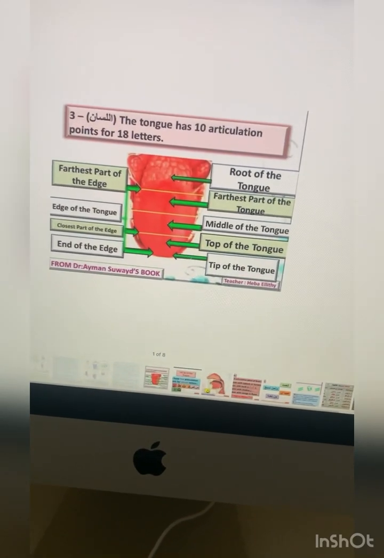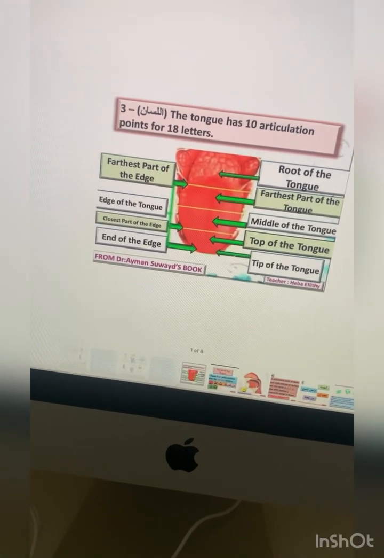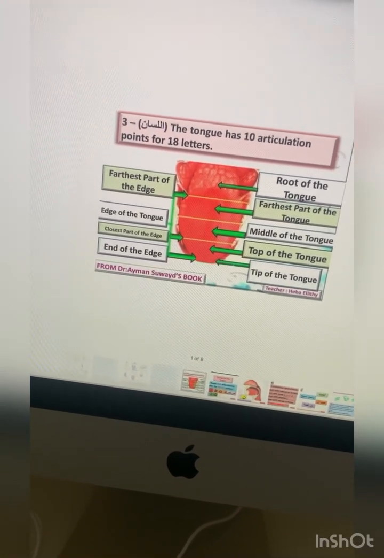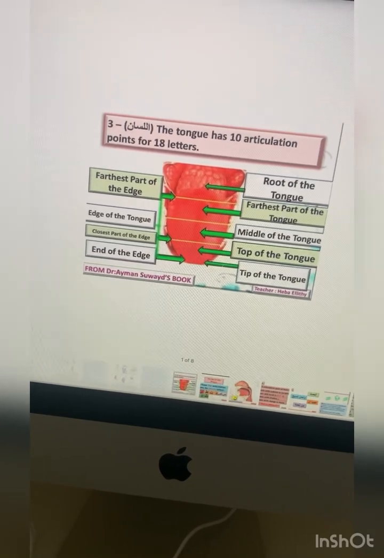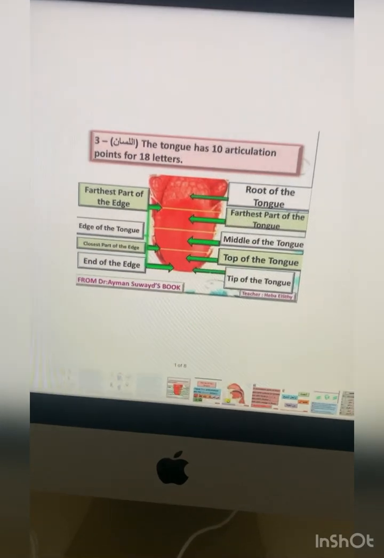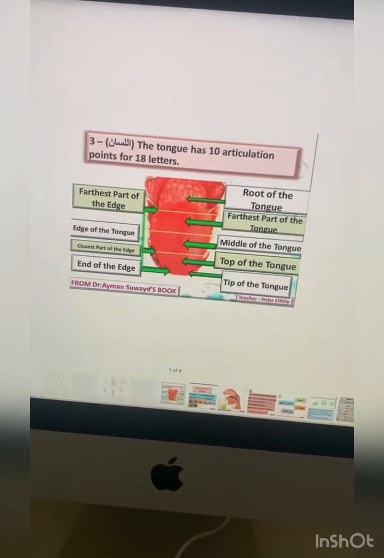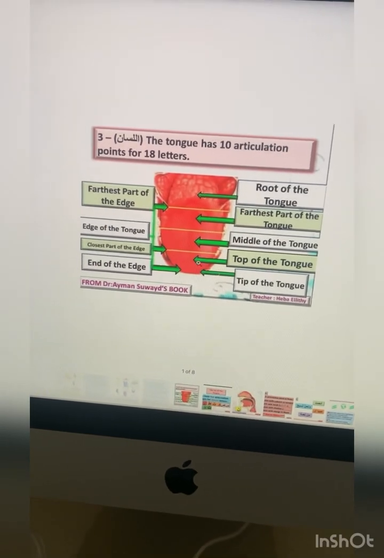Because we are talking about Noon sakin or Noon tanween, we have to find out where the articulation point of Noon is and how we can pronounce it. When we're talking about clearly pronouncing Noon sakin, what do we have to do, and how are we going to do it?